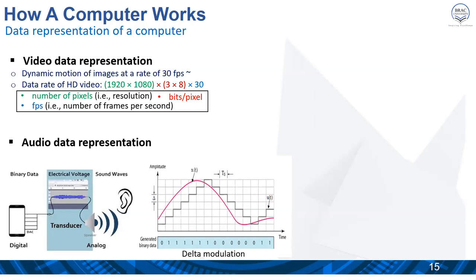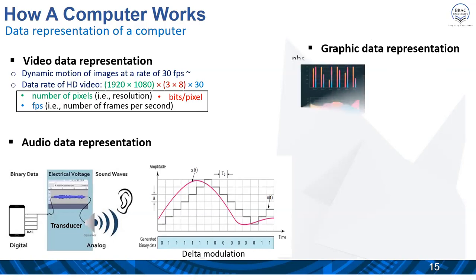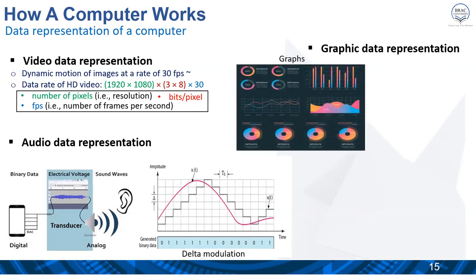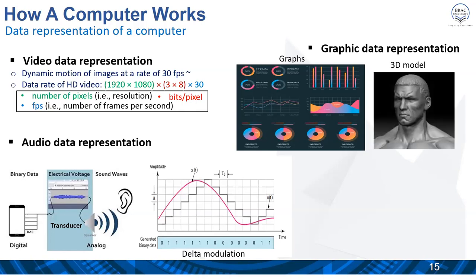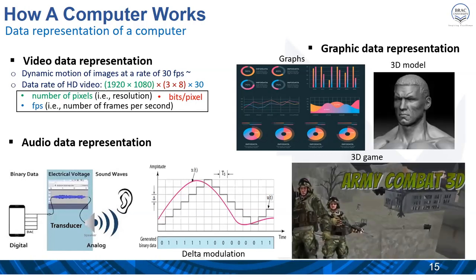A graphic data is actually computer generated data. By using graphic data, different graphs can be generated for data analysis and data visualization. Also, 3D model creation, animation, and 3D games are most popular applications of graphics data. Another example of graphic data is the PDF document.